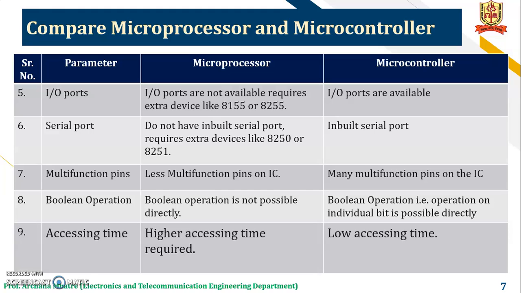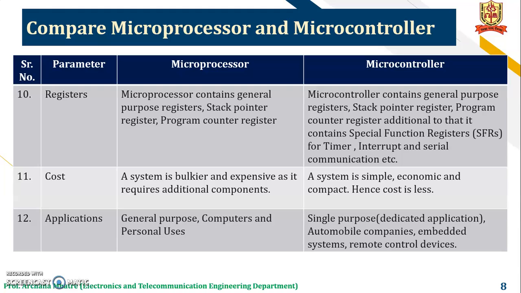Next parameter is multifunction pins. Microprocessor has less multifunction pins on IC, and microcontroller has many multifunction pins on the IC. Next parameter is Boolean operation. The Boolean operation is not possible directly in the microprocessor, while Boolean operations, that is operations on the individual bits, is possible directly in the microcontroller. The next parameter is accessing time. The accessing time of the microprocessor is higher, and microcontroller accessing time is lower than the microprocessor.